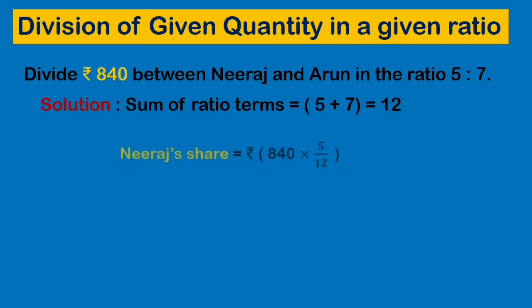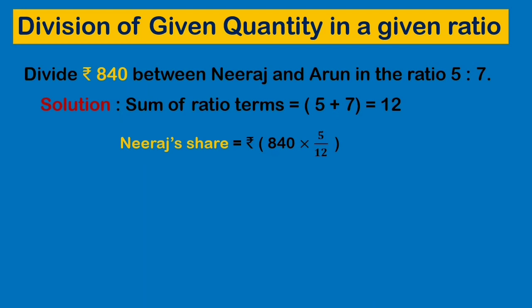Neeraj's share will be equals to rupees 840 multiplied by 5, which is the first term of ratio, and we will divide it by sum of ratio terms, means 12. So Neeraj's share equals to rupees 840 multiplied by 5 divided by 12. After simplifying this term, we get Neeraj's share equals to rupees 350.